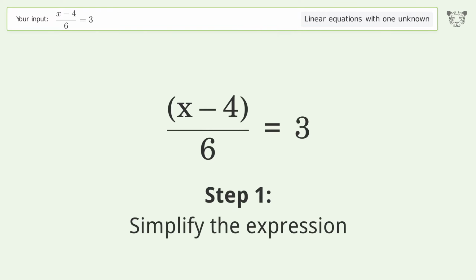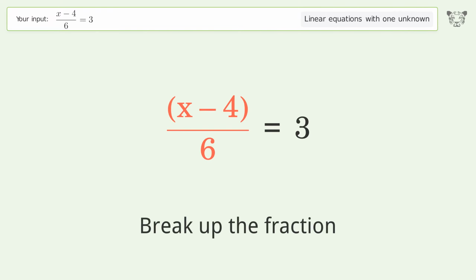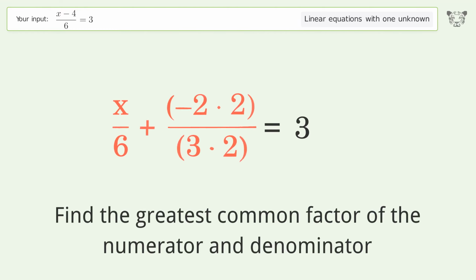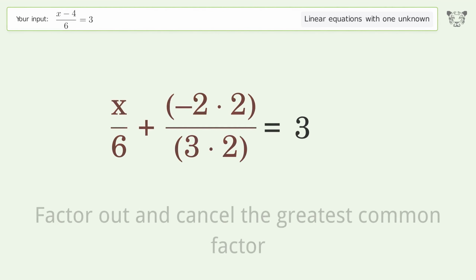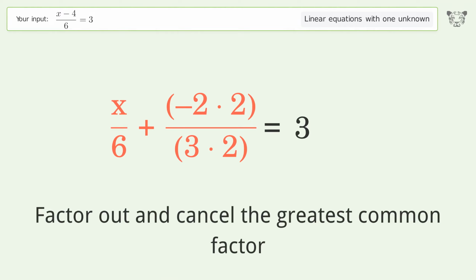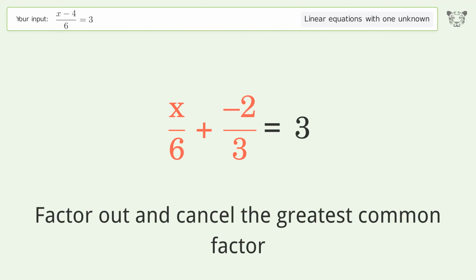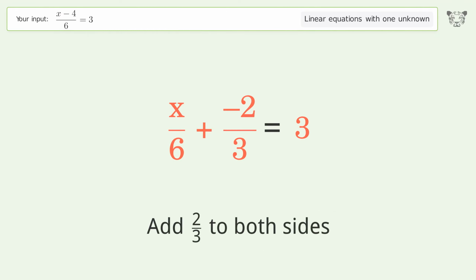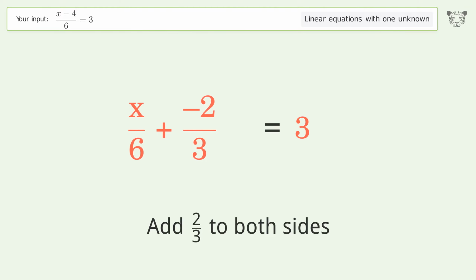Simplify the expression. Break up the fraction. Find the greatest common factor of the numerator and denominator. Factor out and cancel the greatest common factor. Group all constants on the right side of the equation. Add 2/3 to both sides.